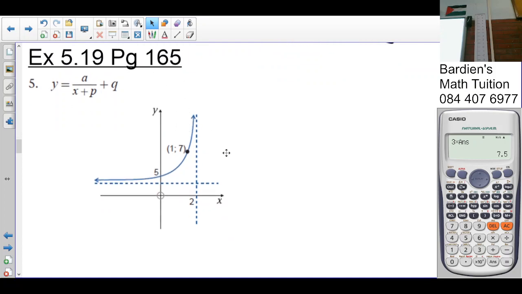What type of graph is this? It's exponential, no? It looks like exponential, but it's not. Exponential got how many asymptotes? 1. This has 2 asymptotes.